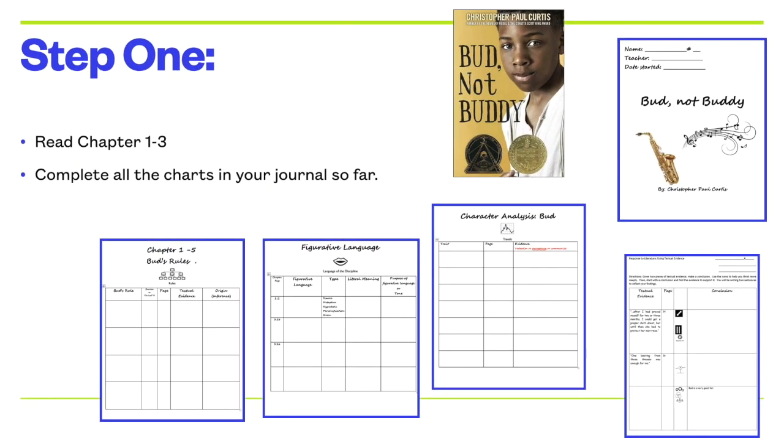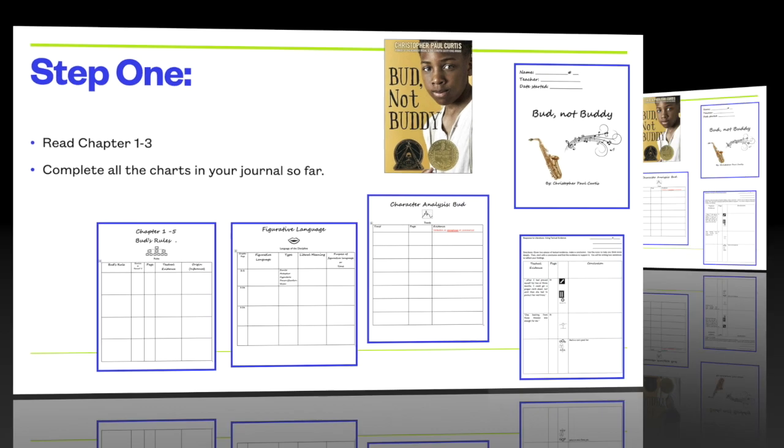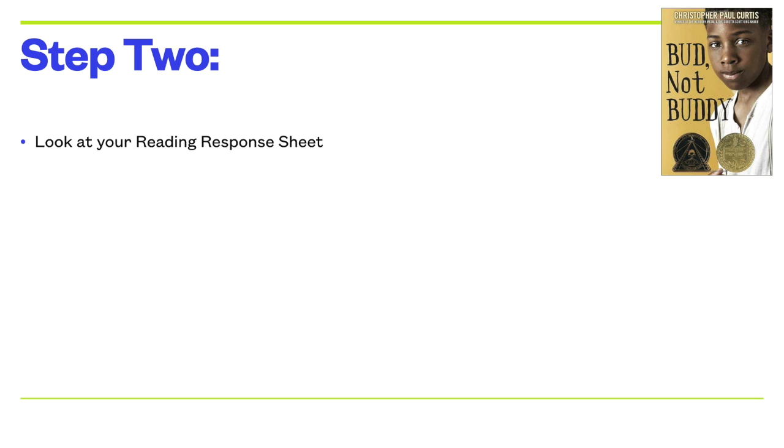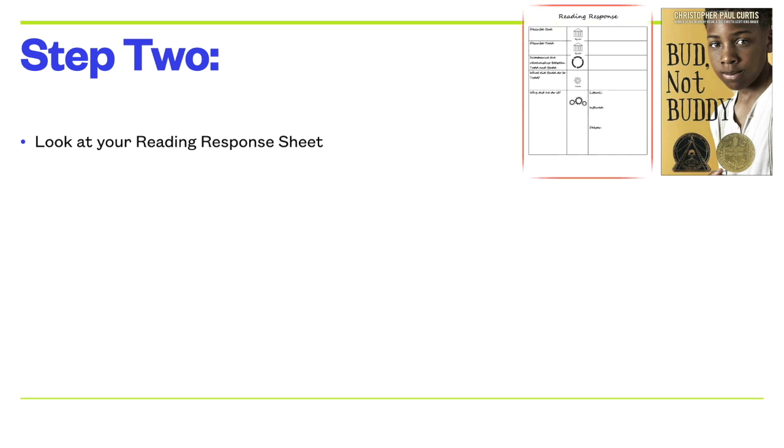Step 1, which you already did. Read chapters 1 through 3 and complete all these charts so far to the best of your ability. Step 2, we're going to look at your reading response sheet a little bit closer. It looks like this. So far you should have filled out each of the boxes and answers to the question. Describe Bud, describe Todd, describe what happened.